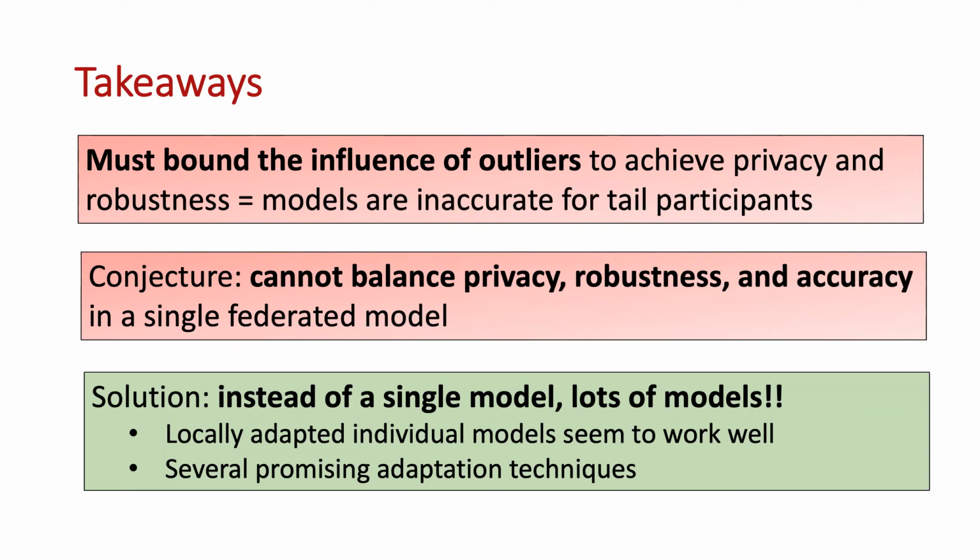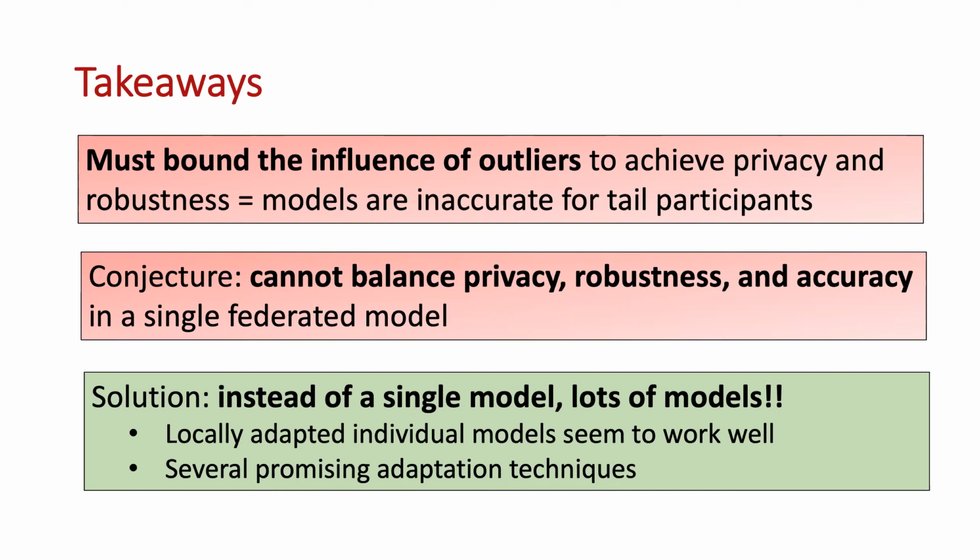And one simple way to deal with this, instead of a single model, is lots of models. Local adaptation seems to work well. There are several promising adaptation techniques, but I feel that there is a lot to be done here. There could be hierarchical adaptation techniques. Maybe you can cluster users by similarities. Maybe, as John suggested there, you could run some secure protocols like SMC protocols to figure out users that are similar to you, and then together you join as a subcluster, a federated model just for you guys, and you're different from the rest of the distribution.